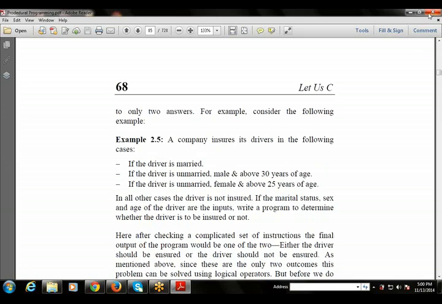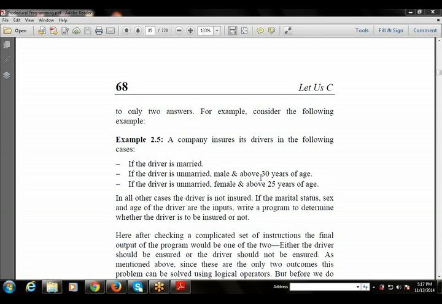Before starting with this example, let's take a break. So let's take a 5 to 10 minute break and then come back, starting with this example, that is example number 2.5. Now let's start with example number 2.5. So, come back from the break and start with the 2.5 example.